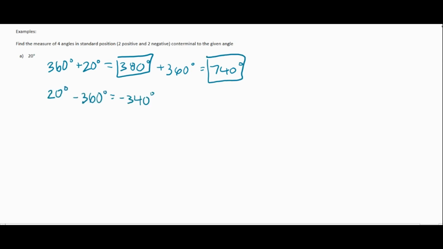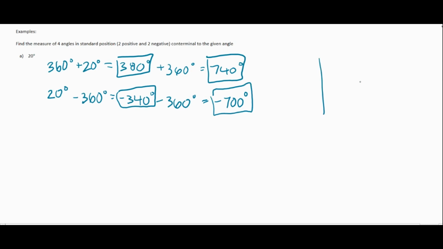In order to find the negative coterminal angles, we will take 20 degrees and subtract it from 360 degrees in order to get negative 340 degrees. We can then subtract 360 degrees from negative 340 degrees again in order to give us negative 700 degrees, which again gives us two solutions for negative angles within this coterminal angle.